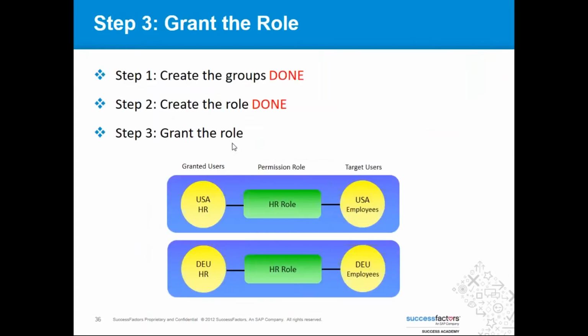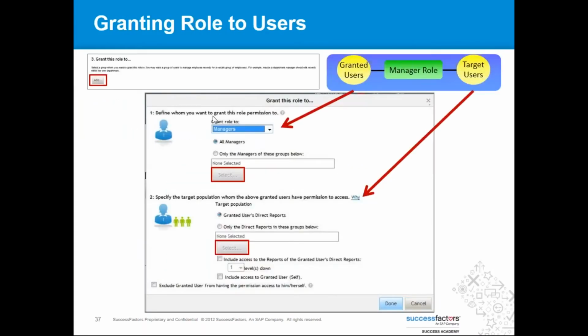The third step. So here, on the first part on the top, it's the granting part, and at the bottom you have the target population. Either you can make use of the standard managers group, standard HR, standard employees, or if you want to create a custom specific thing, even for that, you can create your groups and select the groups on the top and bottom, the granting and the target population part.